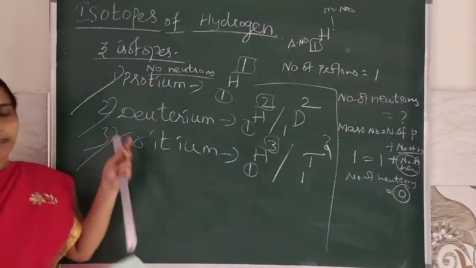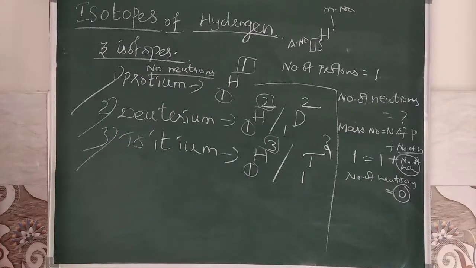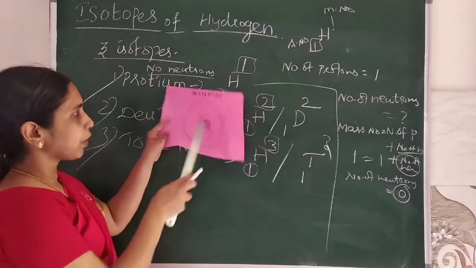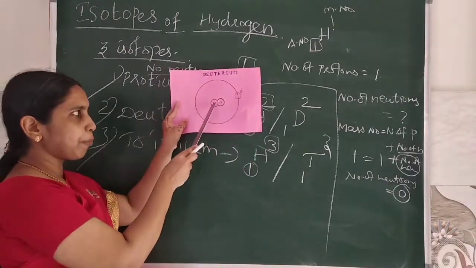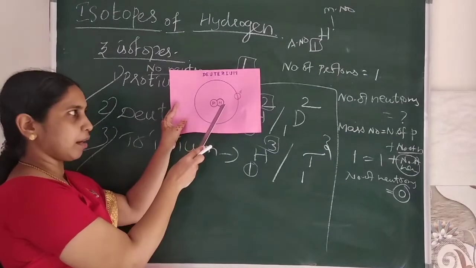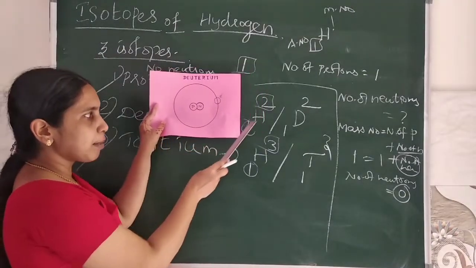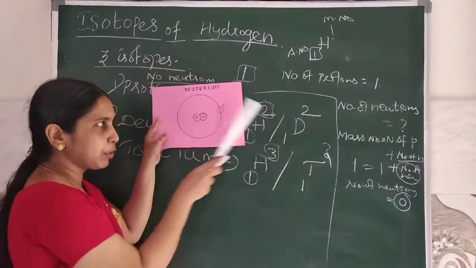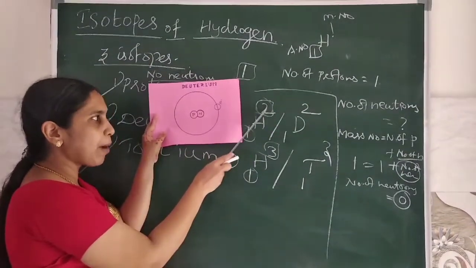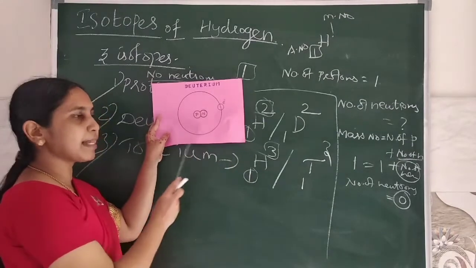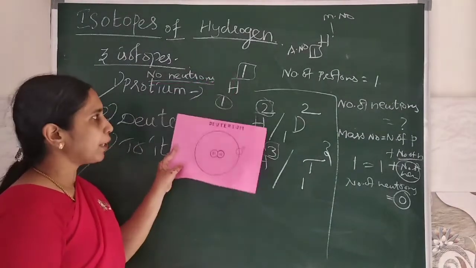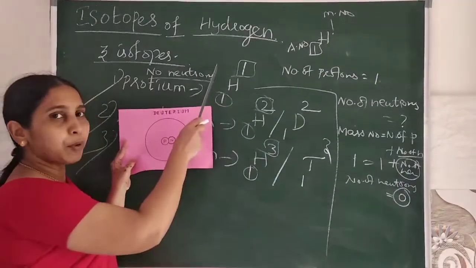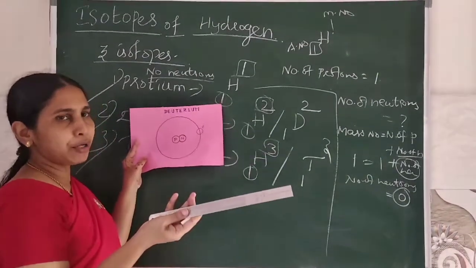Okay, students. The second isotope is deuterium. Here, 1 proton and 1 neutron. The deuterium symbol is 1H2, so the mass number is 2. So 1 proton plus 1 neutron are present in the nucleus. How many neutrons are present in deuterium? 1 neutron. In protium, there will be no neutron.